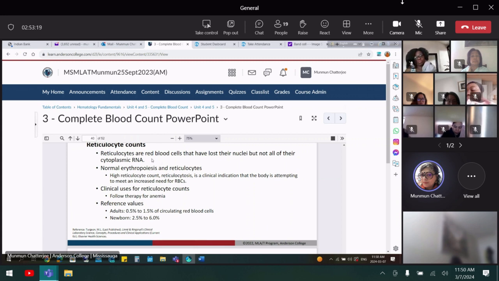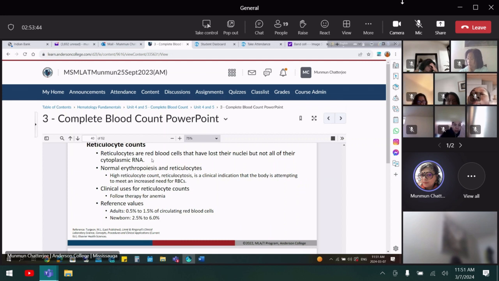Mature reticulocytes have only the cytoplasmic RNA. Immature reticulocytes still have the nucleus. But when they come to the peripheral circulation, they are mainly the mature reticulocytes, which have only the cytoplasmic RNA. Okay, so normal erythropoiesis and reticulocytes. High reticulocytes is called reticulocytosis.